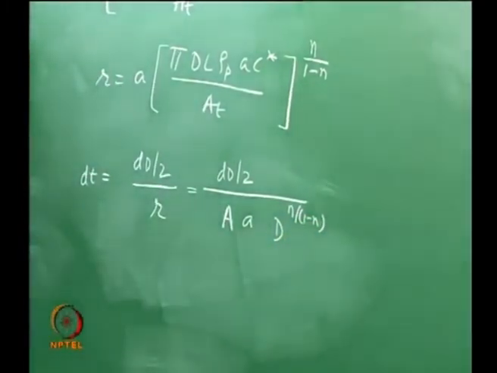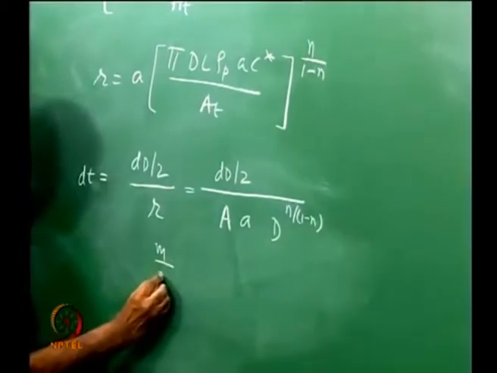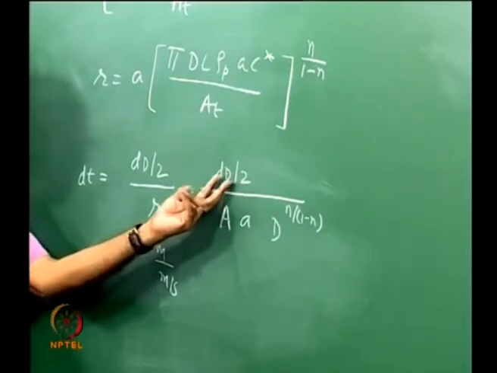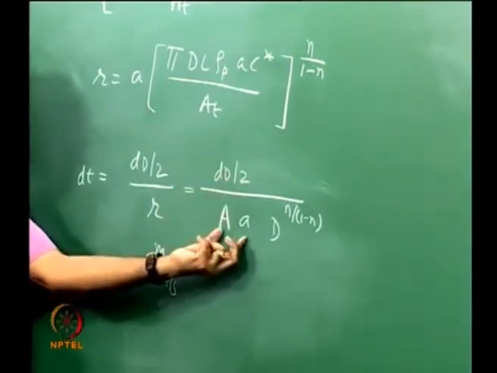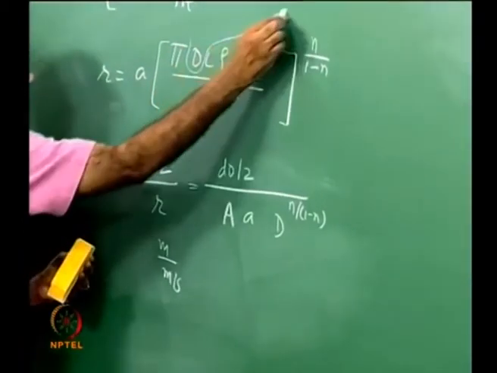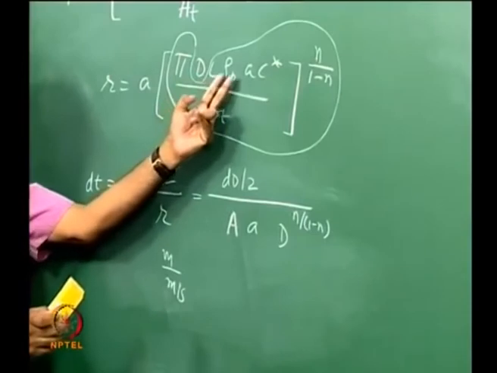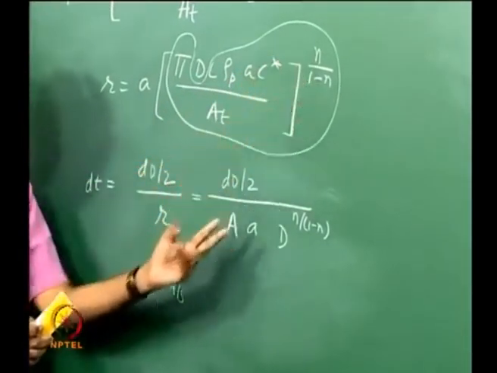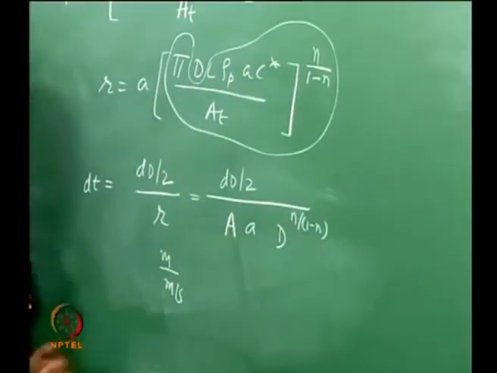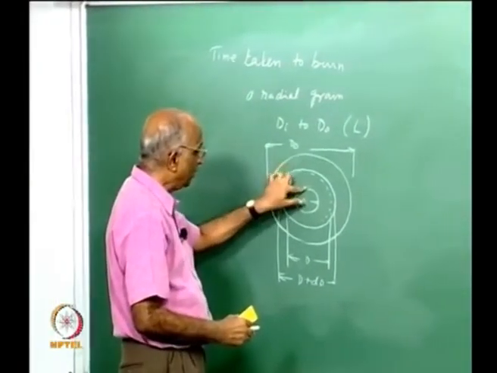Let us check if it is all right. This has units of length, say meters, divided by meters per second, which is the time taken. So dd by 2 is the distance propagated, a small distance dd by 2, divided by a, into d to the power n by 1 minus n, where I club all the factors other than d into a, and a is equal to pi L rho p a c star by AT, to the power n by 1 minus n. I have to integrate this out, and what is it I have to integrate? The time taken to burn from here to here.